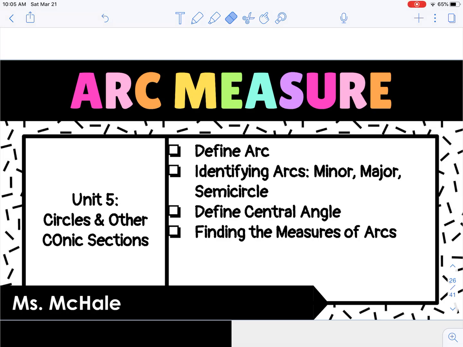Alright, the first thing today we're going to talk about is arc measure. We are going to define what an arc actually is, learn how to identify arcs, whether they be minor, major, or semicircles. We're going to define what a central angle is, and then we're going to practice finding measures of arcs.